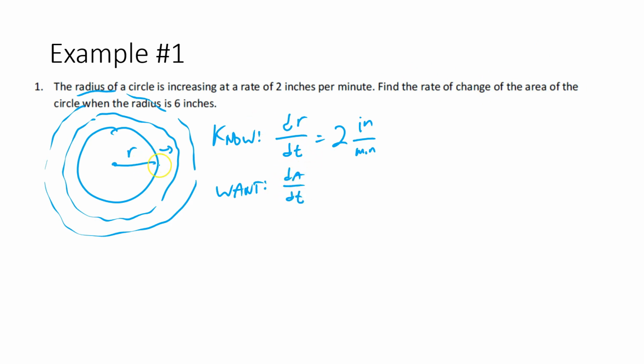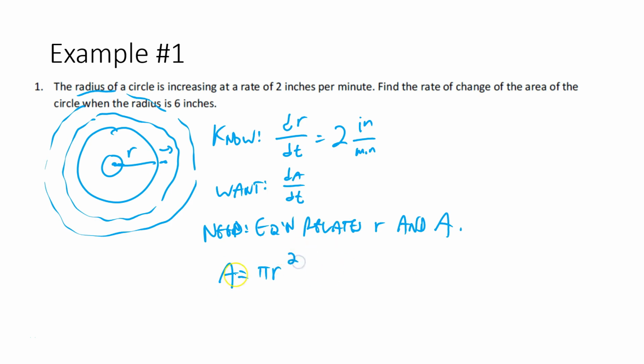So as r increases, initially a small change in r maybe isn't going to change our area a whole lot, because it's a small circle. But as we get bigger, a small change in radius is going to require a lot of extra area around the outside, right? So what we need is an equation that relates r and A. Well, that shouldn't be too tough, right? A is equal to pi r squared. So that's an equation that relates A and r.